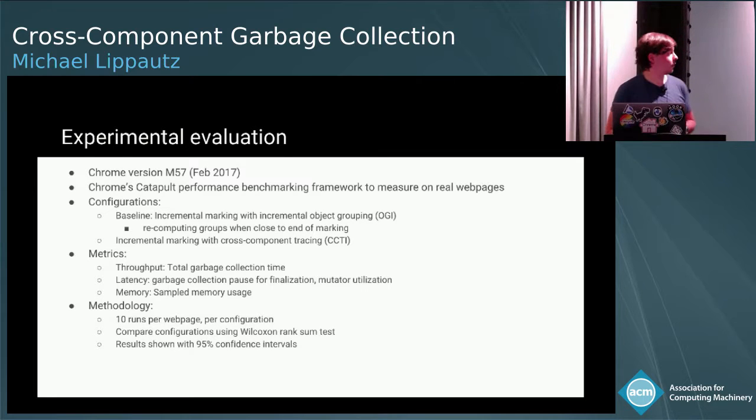The metrics we use are, for throughput, total garbage collection time in V8. For latency, we use the time for the main finalization pause and mutator utilization. We also sample memory. We record 10 runs per web page per configuration and compare using the Wilcoxon rank sum test, because we cannot assume a normal distribution of these results. And we show a 95% confidence interval.